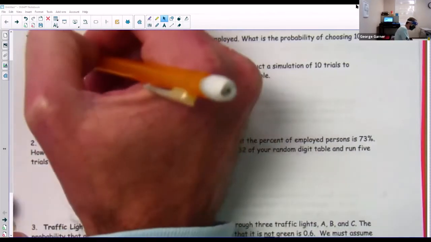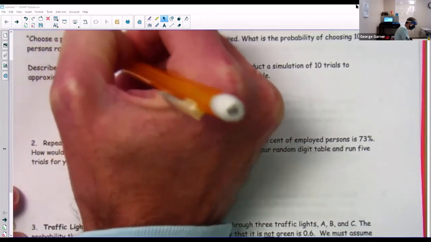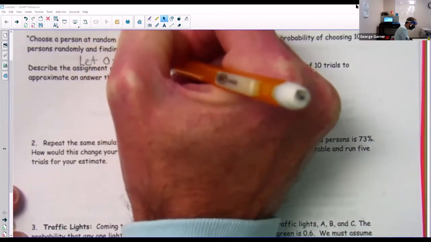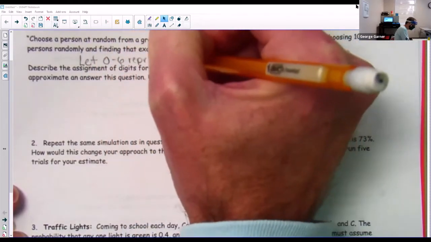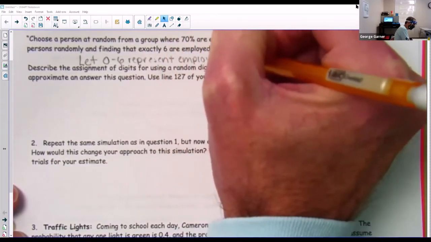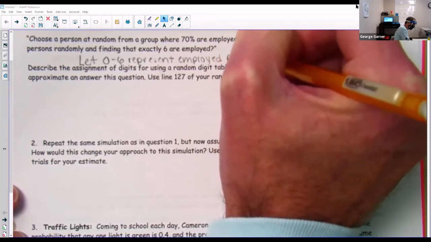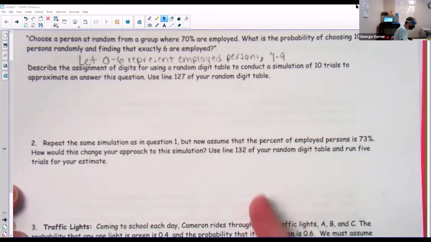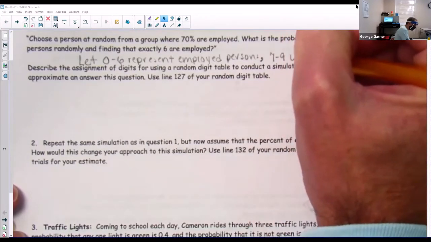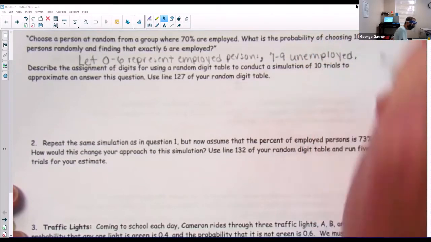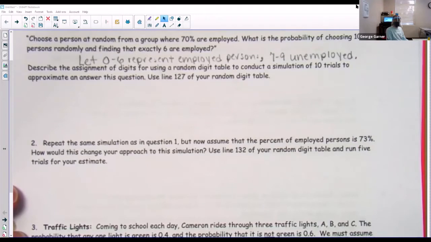So let 0 through 6 represent employed persons. And then the rest of the digits, 7 through 9, that's 3 of them, 3 out of 10, that's 30%, will represent unemployed. All right, that's not so bad. So there's our assignment of digits.